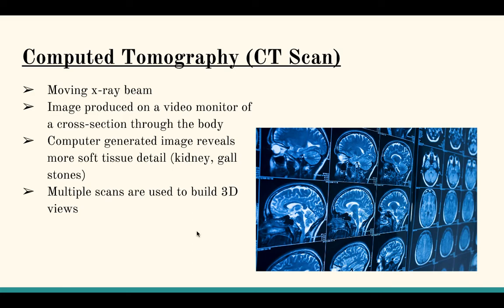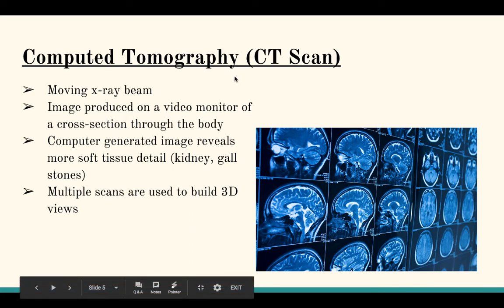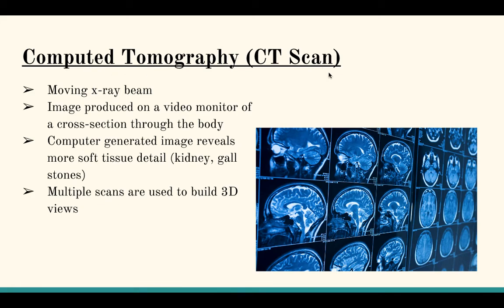Okay, so the next one here we've got is a CT scan, which is called a computed tomography. What it is, it's a moving x-ray beam, and unlike your traditional x-ray, what it would do is it would just bzzz, and it would give you a single exposure of what it captures. And here, this is a moving x-ray beam. And oftentimes, the image that's produced on a video monitor is of a cross-section through the body.